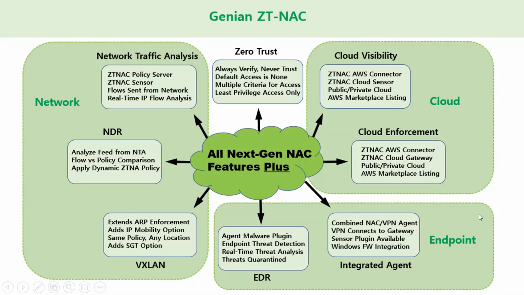Second, endpoint required enhanced capabilities. So things like EDR and integrated agents with both NAC and VPN agents were added. And then lastly, network traffic analysis to be able to determine what's happening on the network. And that way you can make the decisions and actually have network detection and response to be able to respond to information that's coming in from the network as the environment changes.